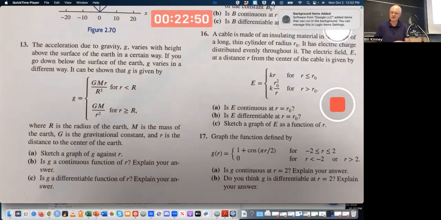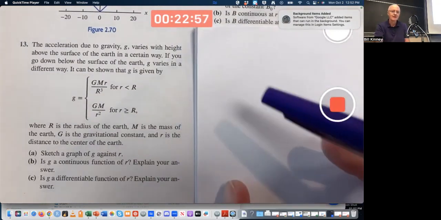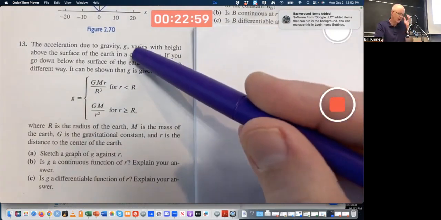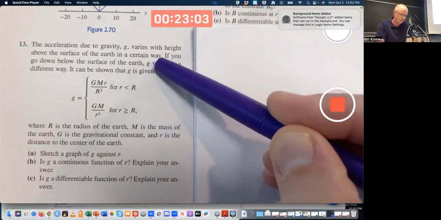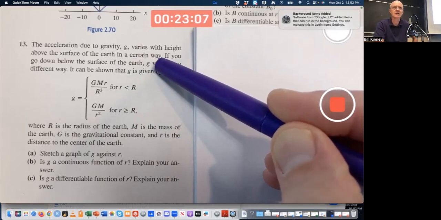That doesn't look like such an easy problem. It's more scary looking than it actually is. The acceleration due to gravity, little g, varies with height above the surface of the Earth in a certain way. Wait a minute. That's a confusing statement. Didn't my physics teacher tell me little g is constant? No, it's not constant. Your physics teacher lied. Really? Well, they fibbed. I hinted at this a week ago or so, I think.